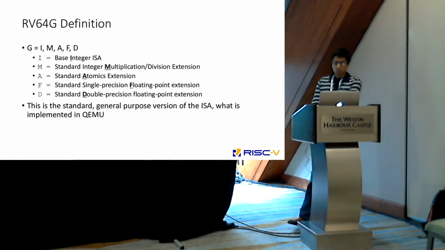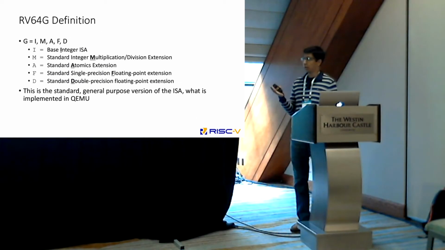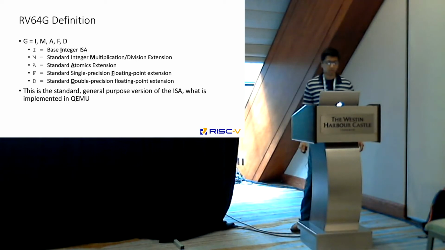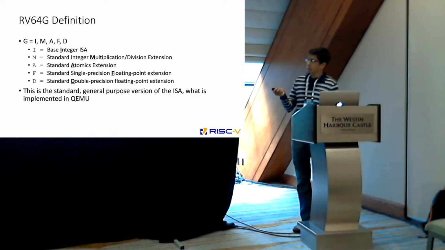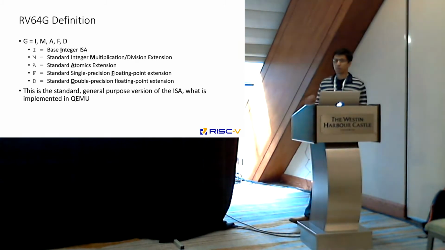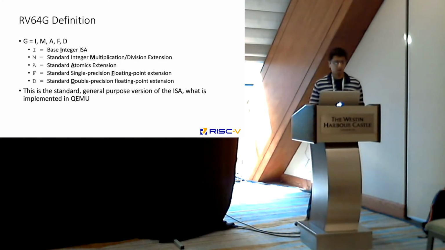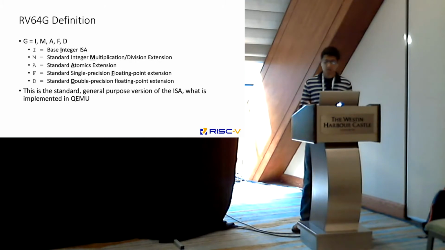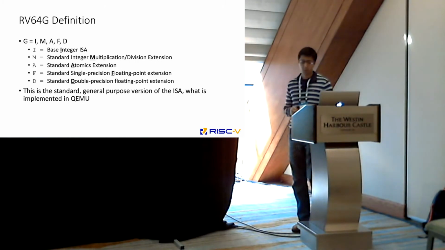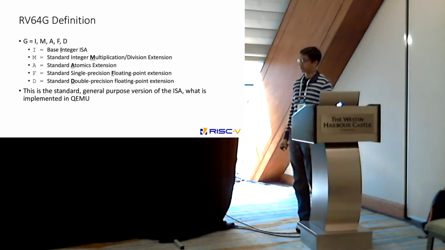OK, so what is RV64G? I'm pointing out RV64G because this is the general purpose ISA, and this is what QEMU implements right now in our version of QEMU. G stands for general purpose, but it includes the standard extensions I, M, A, F, D. I is the base integer ISA that I was talking about on the previous couple of slides. Then you have a bunch of other standard things that you might want in a regular desktop class or server class system. So you have the standard integer multiply and divide extension, standard atomics, and then 32-bit and 64-bit floating point extensions. And like I said, this is the standard general purpose version of the ISA, and this is what QEMU implements minus the privilege part, which I'll talk about in a second.